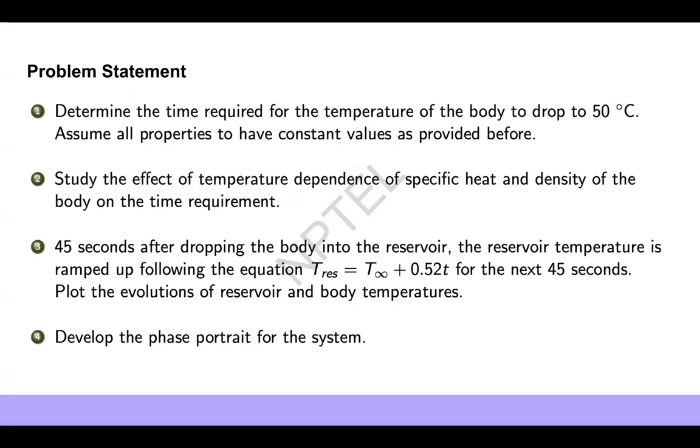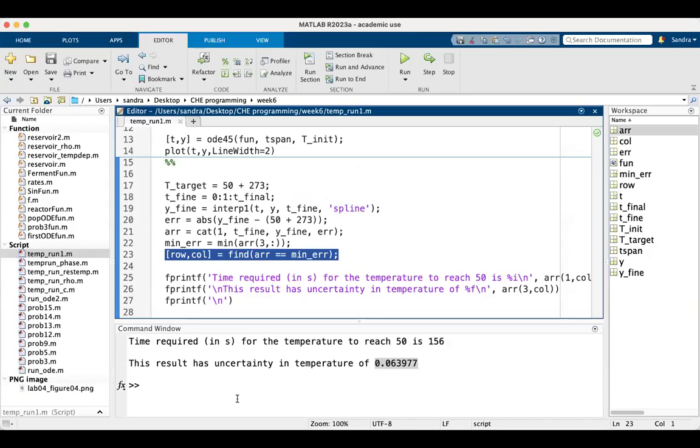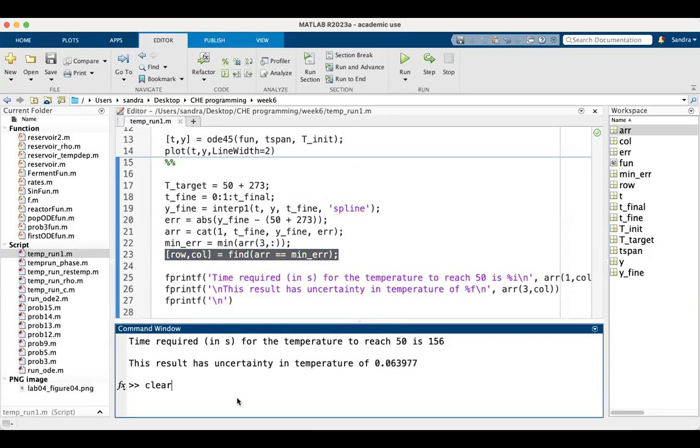And similarly for density also, you can do the same thing. For a single density value, solve the ODE, then change the density value and solve another ODE. And similarly, plot all these curves together in a single plot. So that's what I'll be doing. Just a second, let me just show MATLAB. Let me just clear all this.